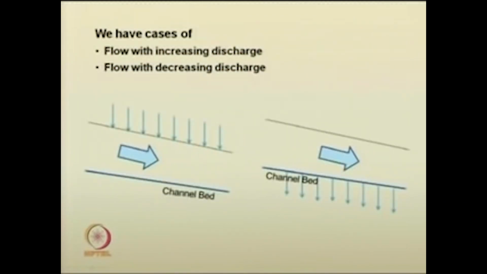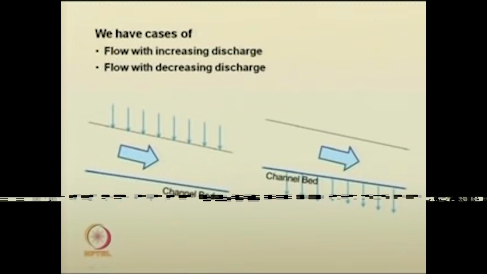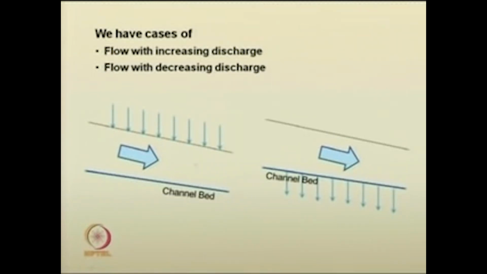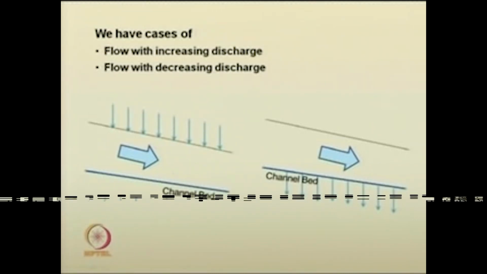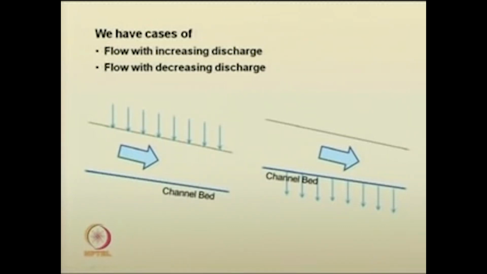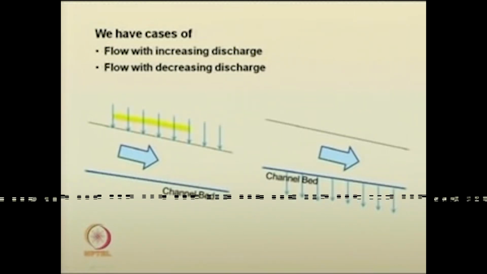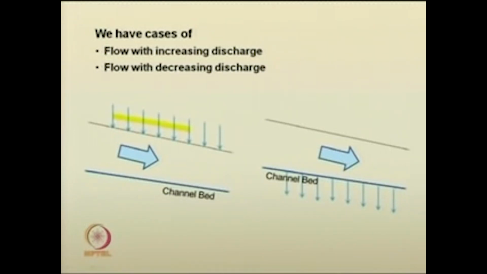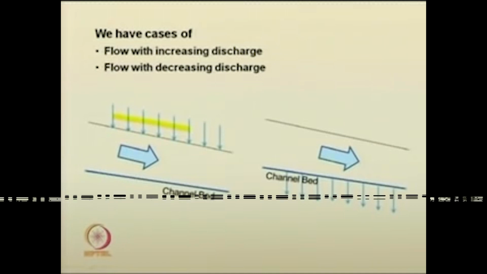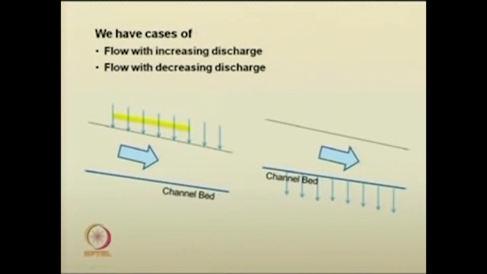We have seen that there are two types of spatially varied flow: flow with increasing discharge in the reach. If the channel flow is in this direction and some quantity gets added into the channel in that reach, this is flow with increasing discharge. And flow with decreasing discharge: when the flow occurs from upstream to downstream, some quantity gets deducted, as seen here. This is flow with decreasing discharge.